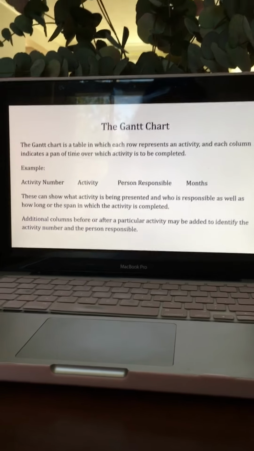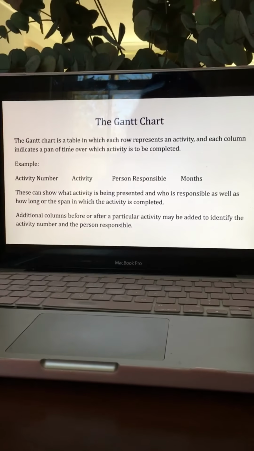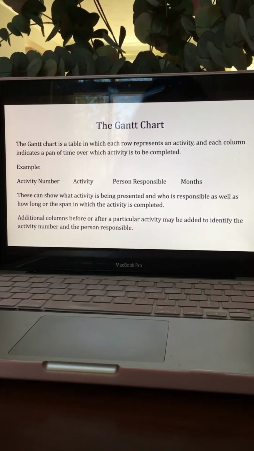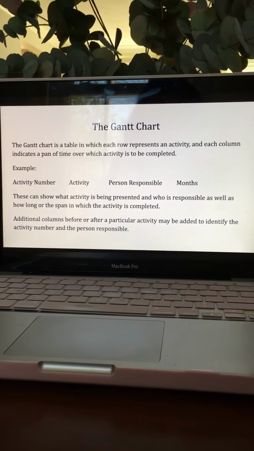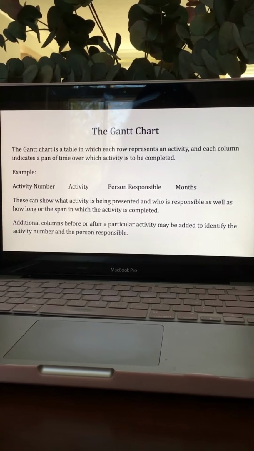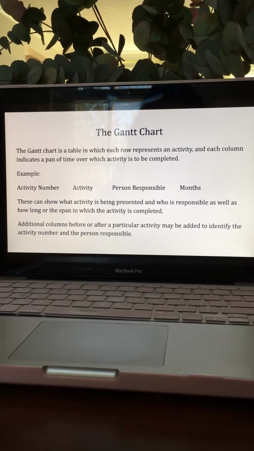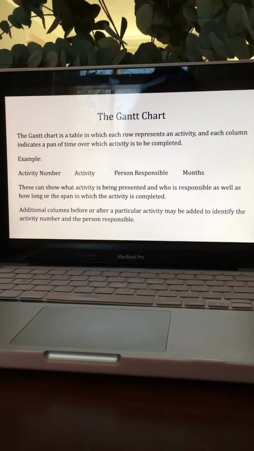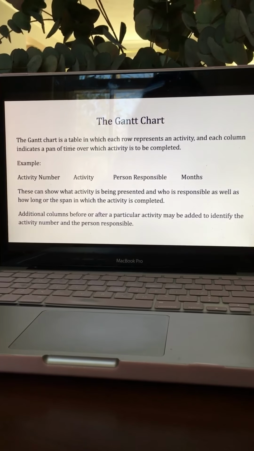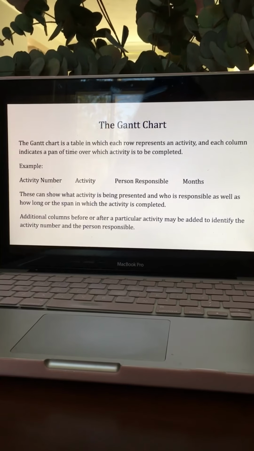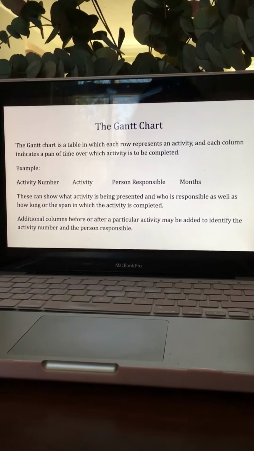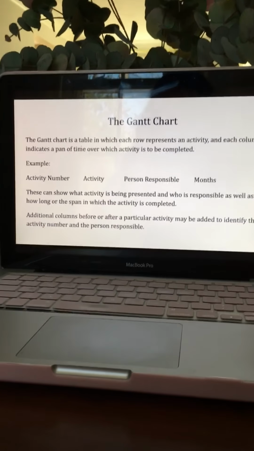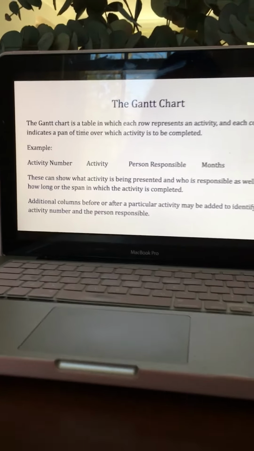So when it comes to the activities, the book talked about, I think it's pronounced, the Gantt chart. The Gantt chart is a table in which each row represents an activity and each column indicates a span of time over which the activity is to be completed. In our book, there was a really good chart and picture of the chart, but I couldn't get it on the slides. I tried to Google search one as well, but I didn't really get any good results or good photos. So I just tried to make it and see what it looks like on here.